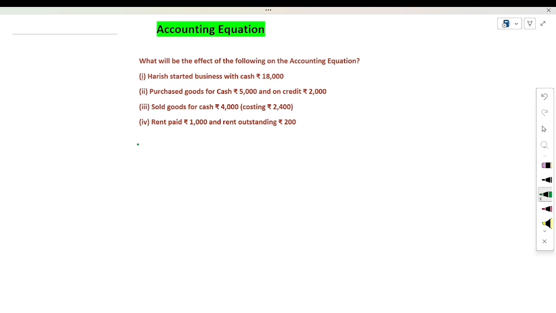Okay, let us see here. Four transactions are given. We will solve this accounting equation. First of all, we have to remember what formula we will use for the accounting equation. Total assets is equal to liabilities plus capital. This formula we will use to prepare the accounting equation. Now we have to read the transactions. What are the assets being created here and what are the liabilities?